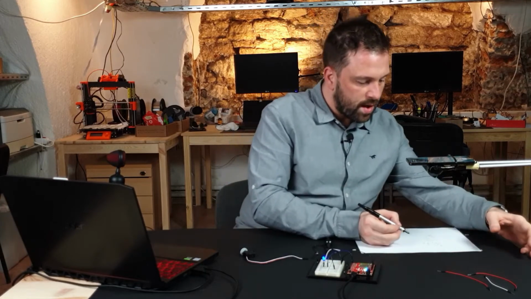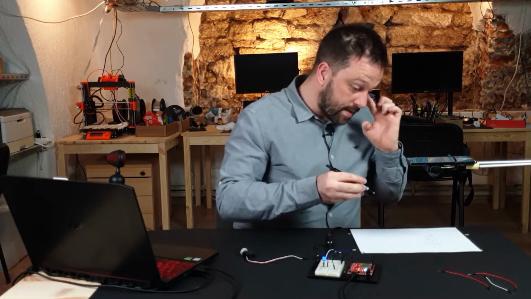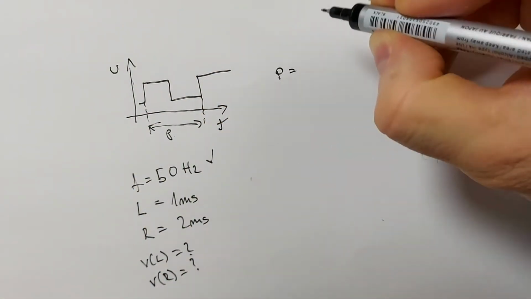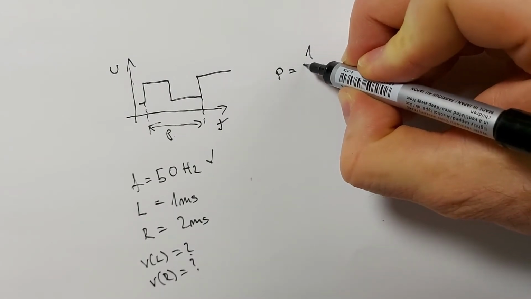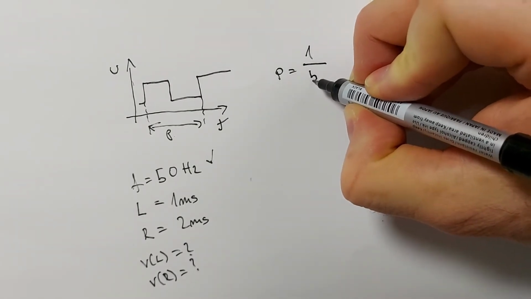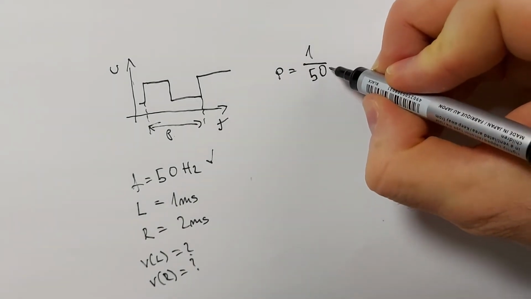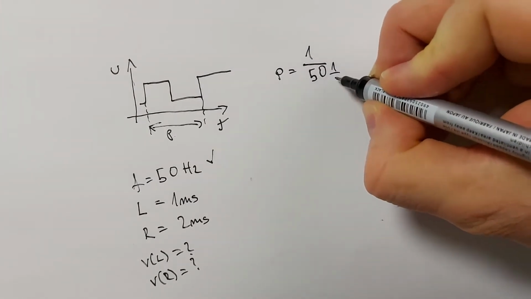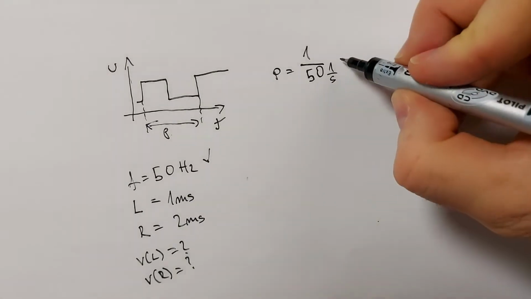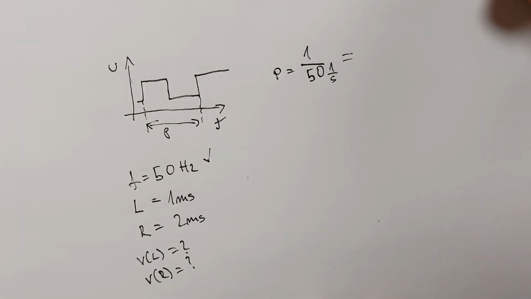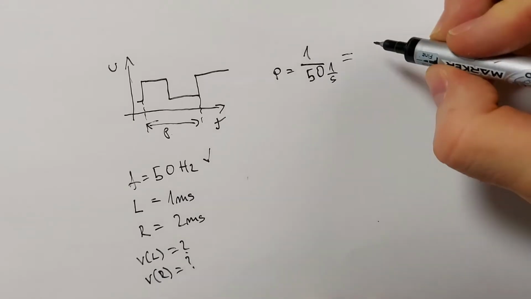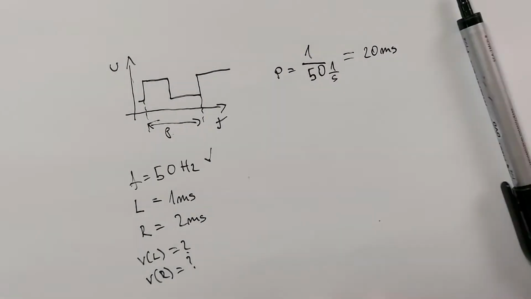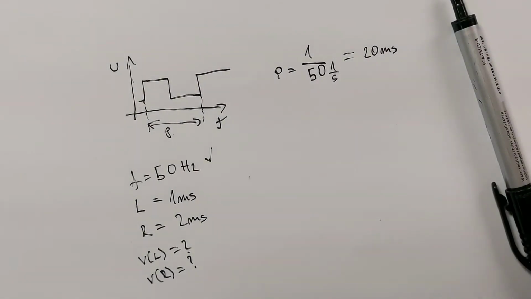First thing we need to do, we need to get this P. What is the period? So the P is 1 over 50. And this is 1 over 50, where 50 is the frequency. It's 1 over seconds. When you flip those, you will get the width of the period, which is 20 milliseconds. Let me just check, but I'm pretty sure it's okay. It's 20 milliseconds, so my math is okay.